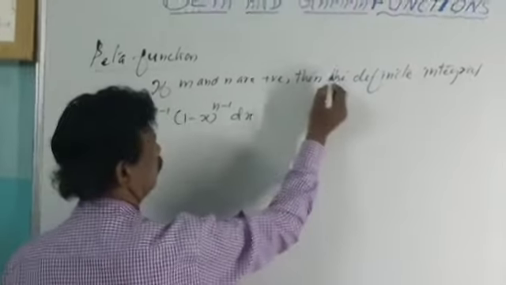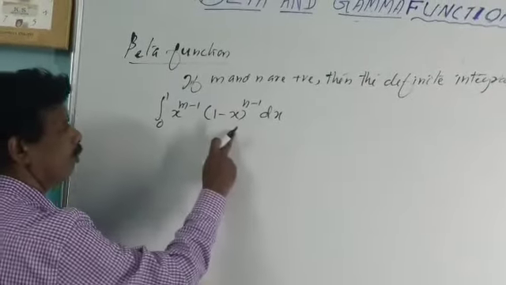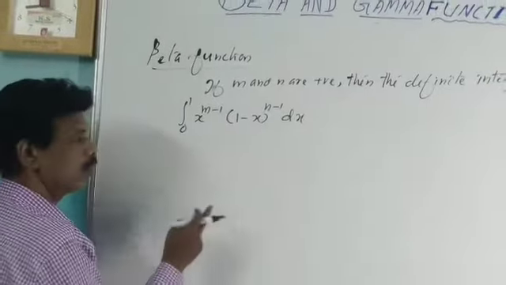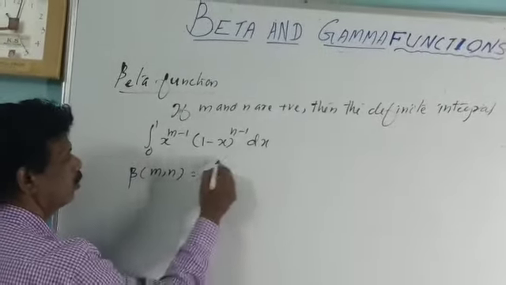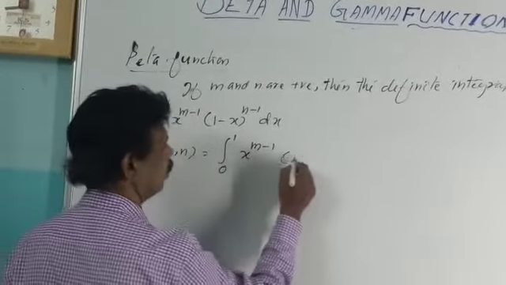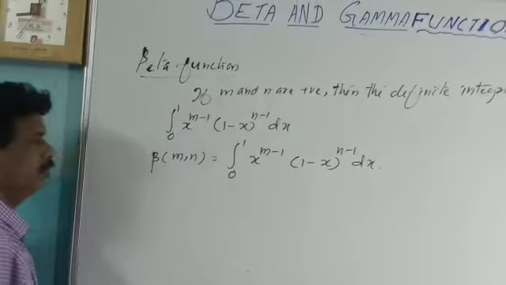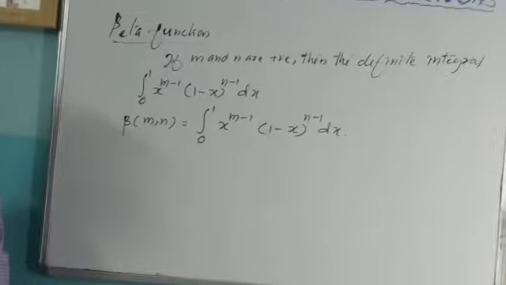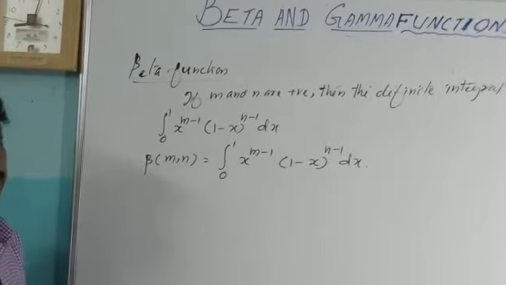If m and n are positive, then the definite integral from 0 to 1 of x raised to m minus 1, 1 minus x all raised to n minus 1, dx, is called a beta function. It is denoted as beta of m comma n, equal to integral 0 to 1 x raised to m minus 1, 1 minus x all raised to n minus 1 dx. This is the definition of the beta function.